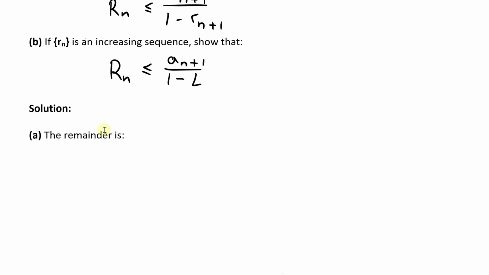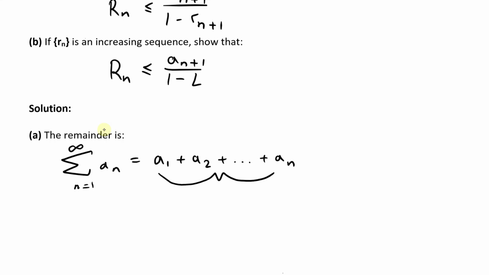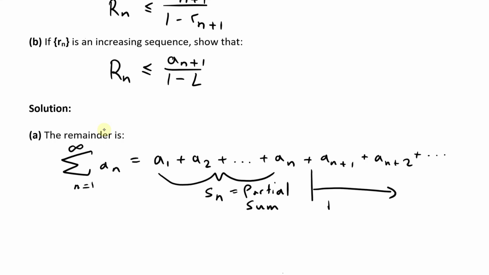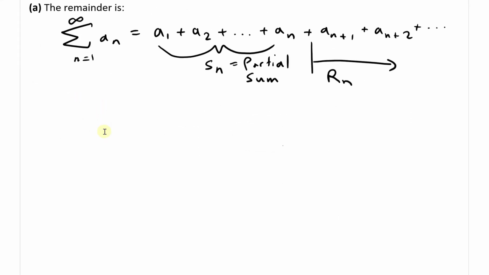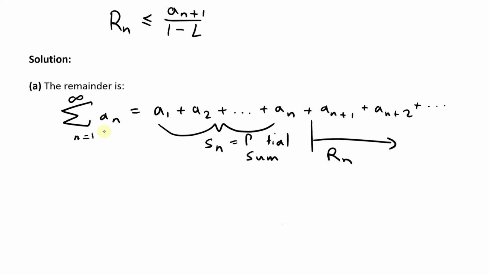So the remainder is, and I'll write this for completeness, the whole series, n equals 1 up to infinity of an. We have a1 plus a2, and this goes all the way up to an. Numerically, this would be the partial sum Sn. Then the remainder is whatever is after it: an plus 1 plus an plus 2 plus and so on. Everything after the partial sum is the remainder Rn. I just wanted to recap that to make it clearer.